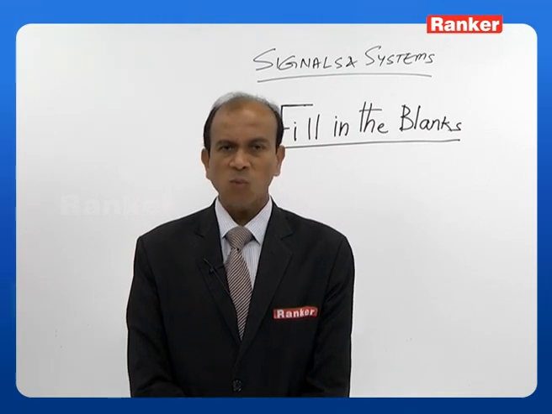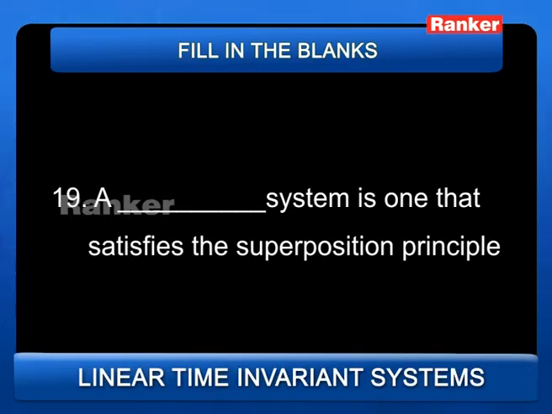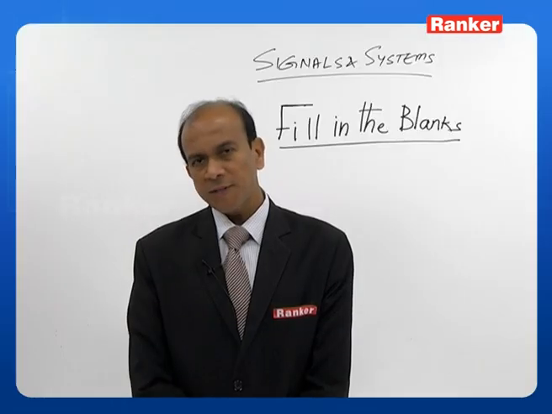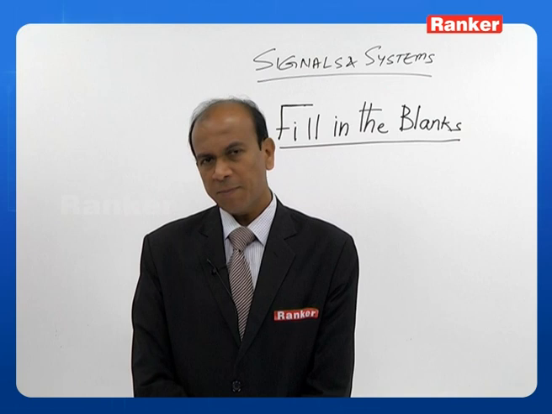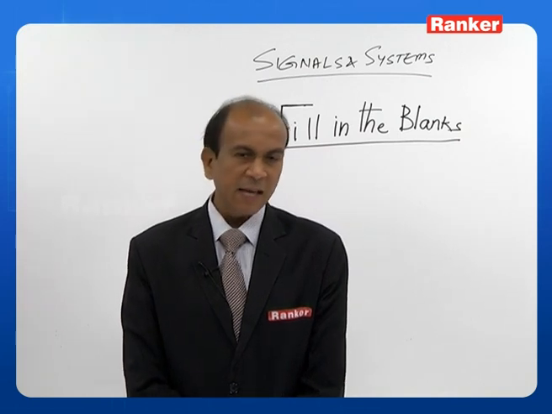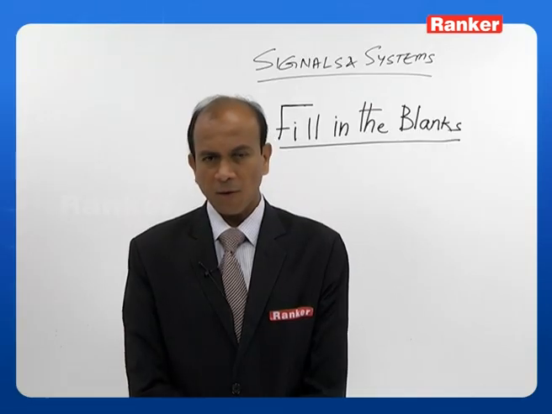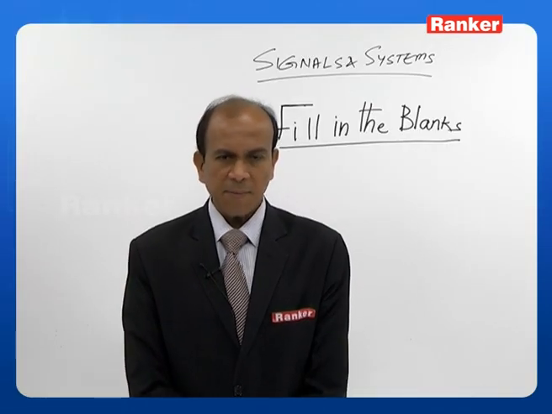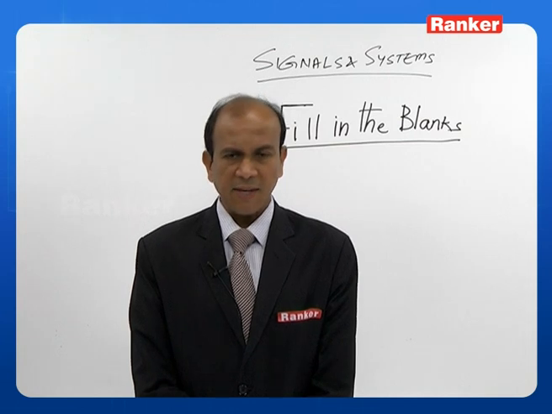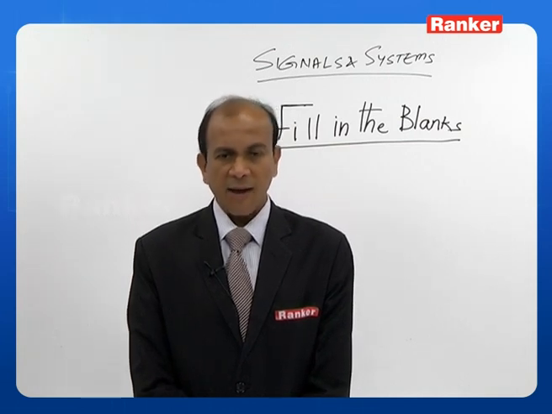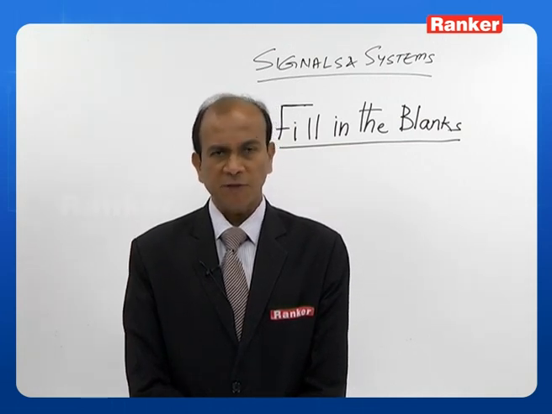Let us move on to the 19th question or 19th fill in the blank. The 19th fill in the blank says, a dash system is one that satisfies the superposition principle. What is the system which satisfies the superposition principle? As one of the conditions, it is a linear system. A linear system must invariably satisfy the principle of superposition apart from other properties. So, a linear system is one that satisfies the superposition principle.